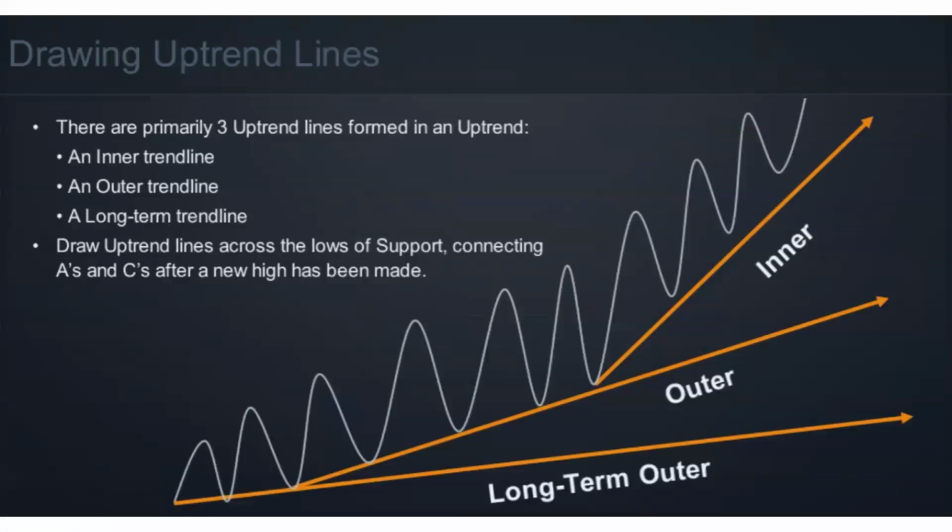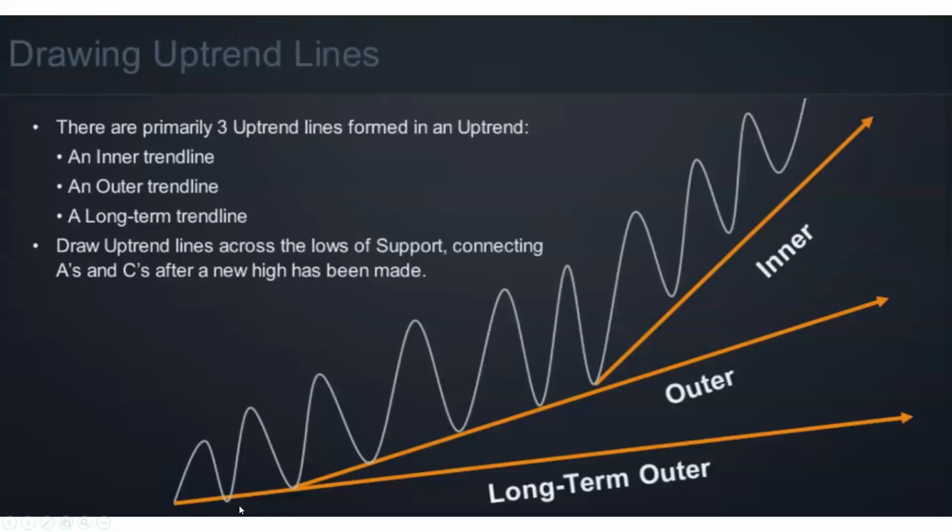So if you are drawing the trend line, we draw it across the lows of support, connecting the A's and the C's. Remember our ABCD? Do you remember our ABCD? A, B, C, D. Now, our trend line is a connection between the A and the C.